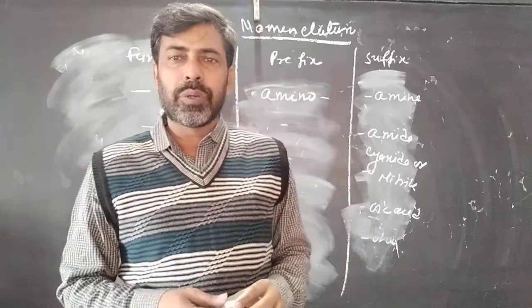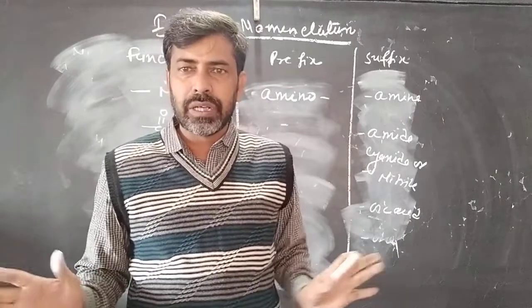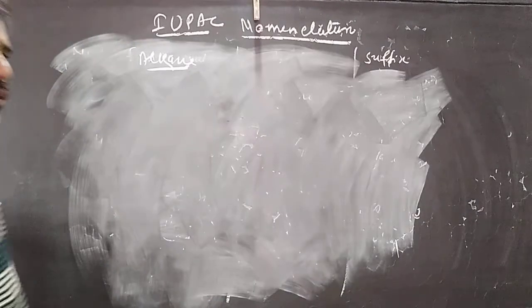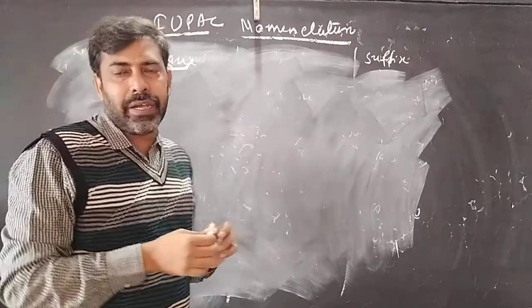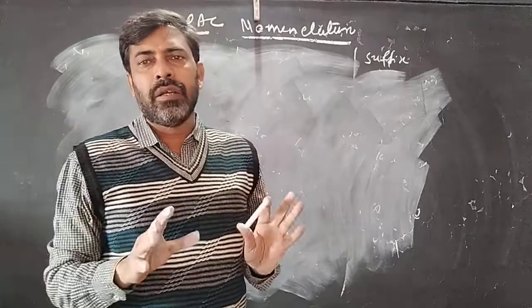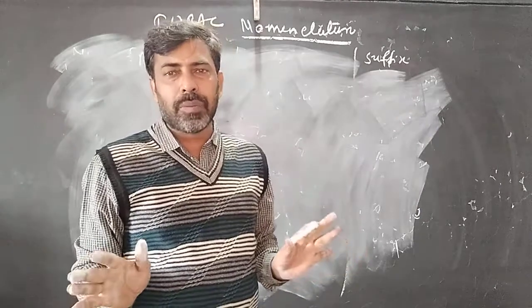So we are going to start the IUPAC nomenclature from alkanes, the simple unbranched alkane. So how will we name an alkane? Alkane means those compounds which have no functional group and only carbon single bonds. There is no carbon double or carbon triple bond.